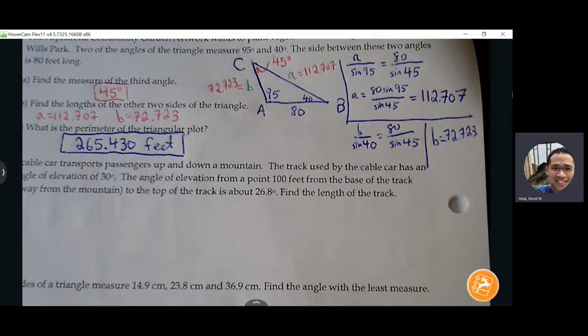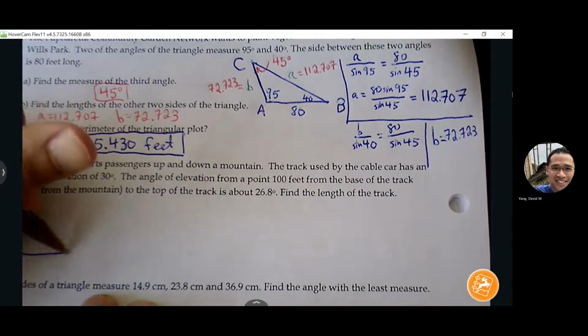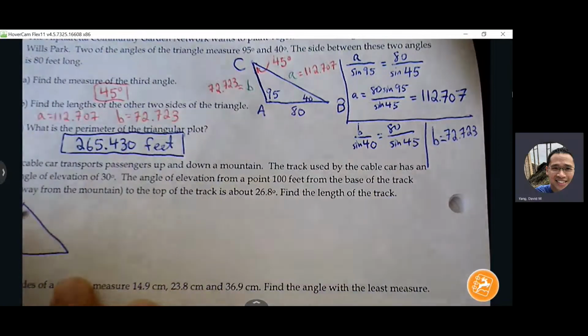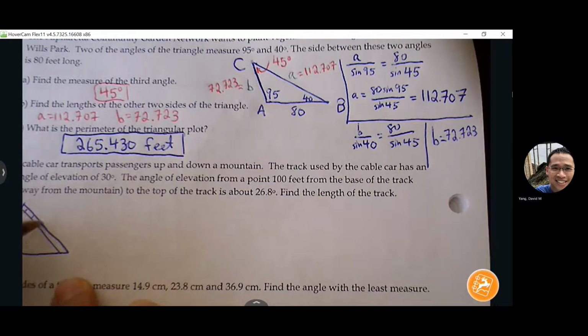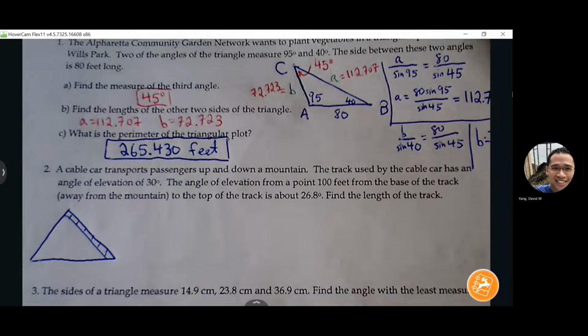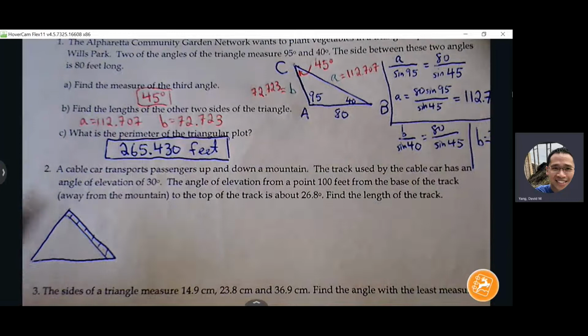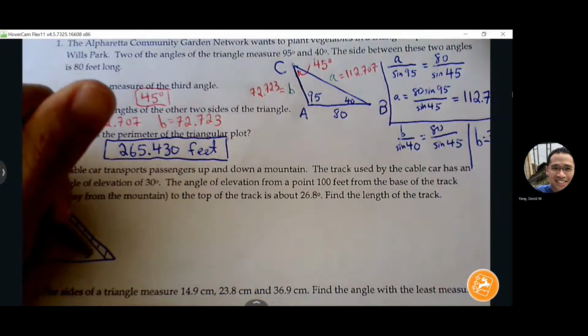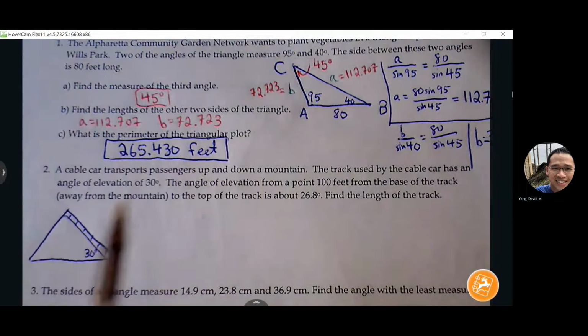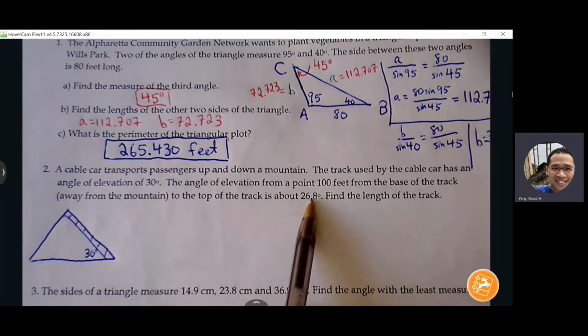Okay, number 2, a cable car transports passengers up and down the mountain. So imagine the cable car is going up this path along these tracks here. A track used by the cable car has an angle of elevation of 30 degrees. The angle of elevation from a point 100 feet from the base of the track.